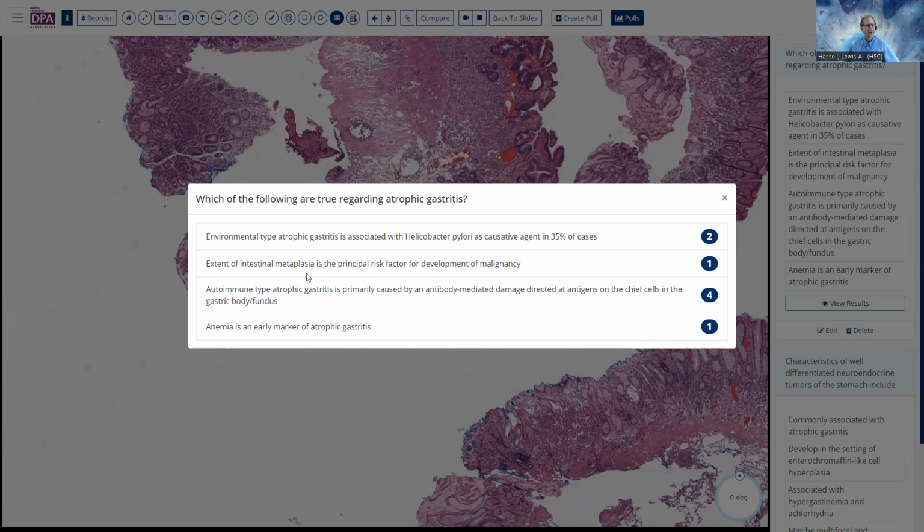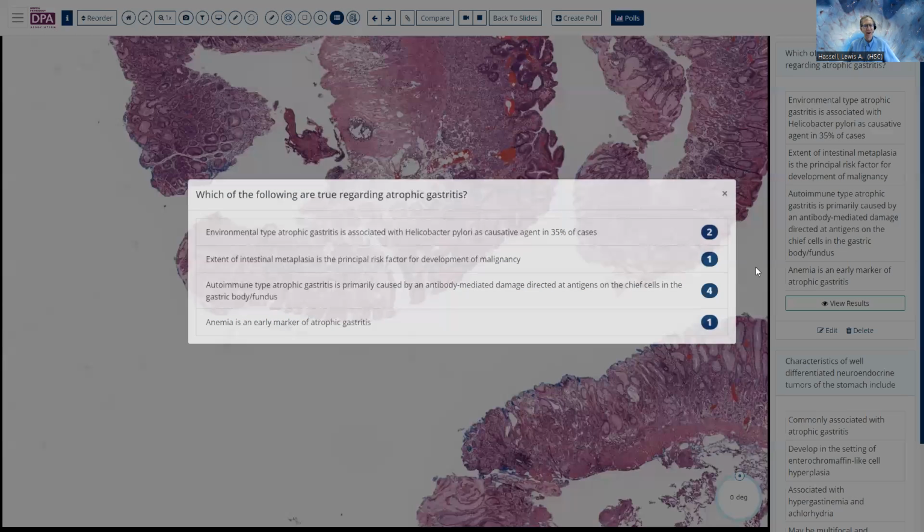So the correct answer here is that the extent of intestinal metaplasia is what's going to determine the risk of malignancy, and that it's not just antibody mediated. You have a combination of etiologic factors there.